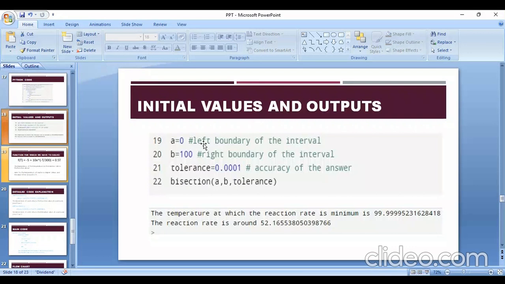Here A is initialized with the value 0, B is initialized with the value 100, and tolerance is initialized with the value 0.0001. And we'll be calling the function by using this syntax. We'll be writing the function name and we'll be writing the parameters A, B, and tolerance.